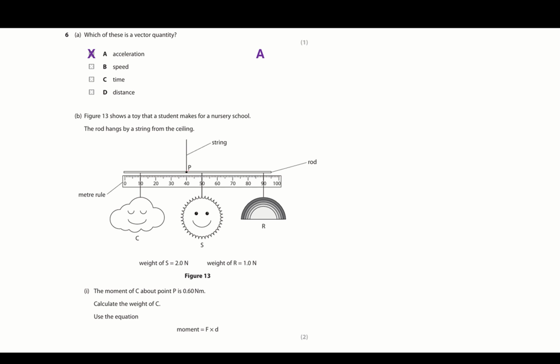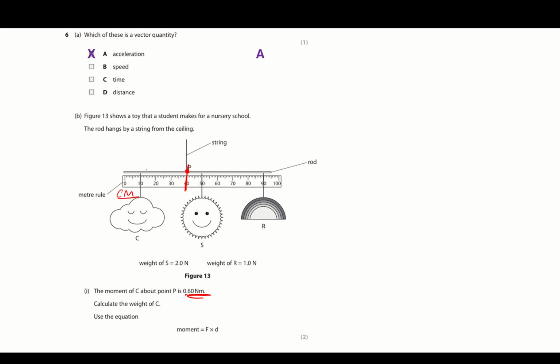So it tells us that the pivot is here, and it says the rod hangs by a string, and that makes the pivot there. And it says calculate the moment. Well, we can see that this is a meter rule, so these must be in centimeters. And it wants the moment in Newton meters. The other thing that makes it tricky is you can't be lazy and just pick the 10.